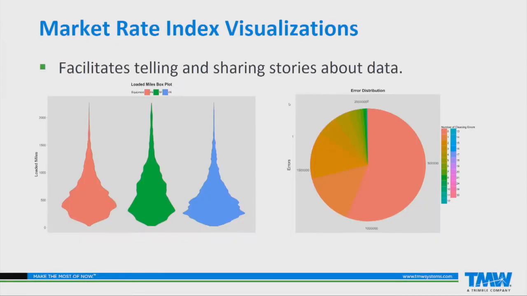So let's start with the first thing we tried to look at, which was market rate index. So what is the most important thing to a carrier, right? How do they make their money? They make their money by doing rate per miles.